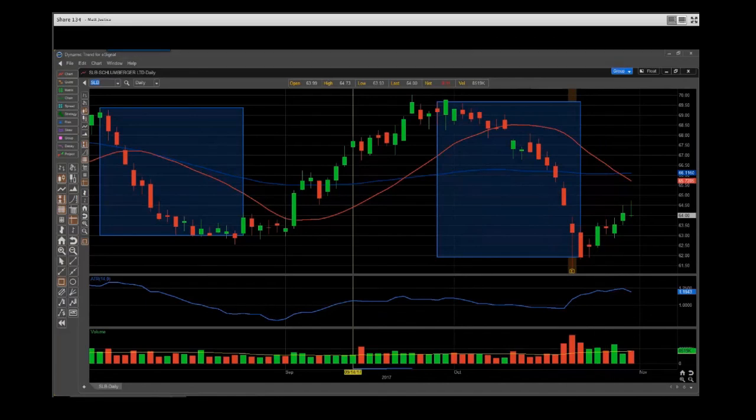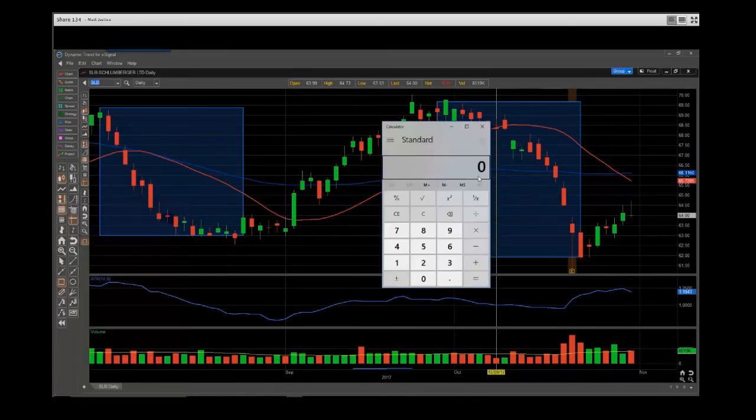So let's pull out a calculator here. If your current resistance level is at 64.75, and we already determined that, minus your target of 6.75, that means you have a price target of $58. Okay, does everybody understand how I got to $58?